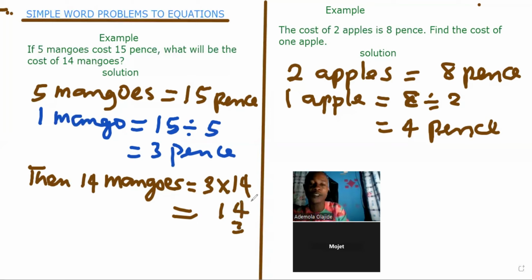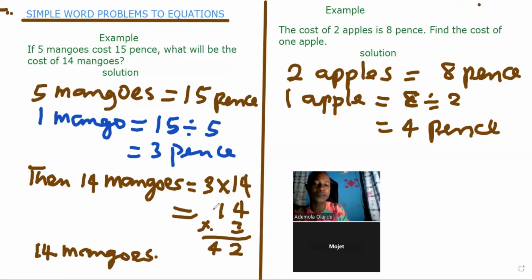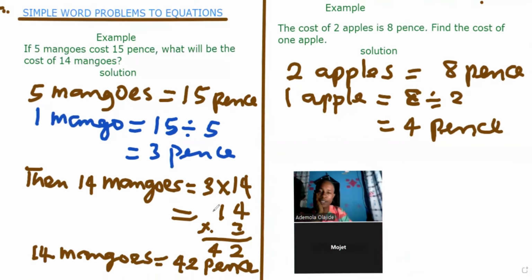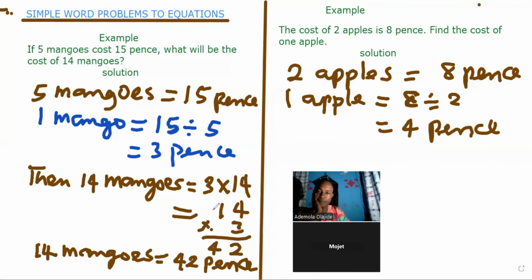You can now work that out. 3 times 14. So you say 3 times 4 is 12. You keep 1. 3 times 1 is 3, plus the 1 you kept, 4. So you now say 14 mangoes was sold for 42 pence. Is it clear? Yes.